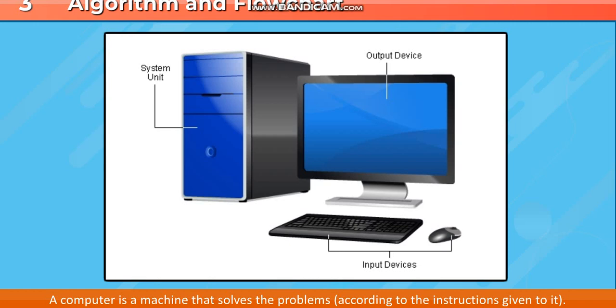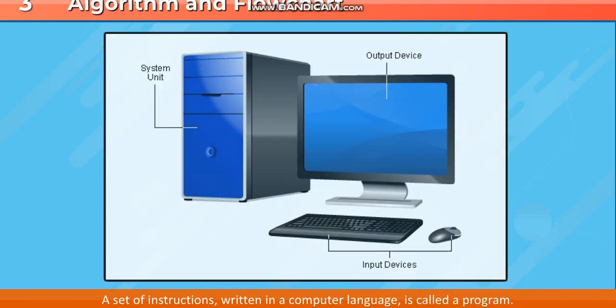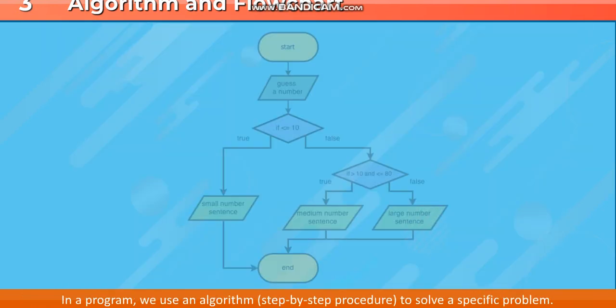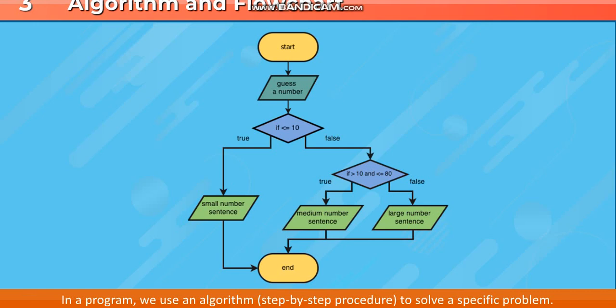A computer is a machine that solves problems according to the instructions given to it. A set of instructions written in a computer language is called a program. There are many programming languages like Logo and QBasic that are used to make programs. In a program, we use an algorithm, a step-by-step procedure to solve a specific problem. Let's learn about algorithm.